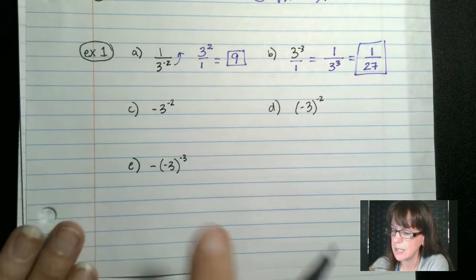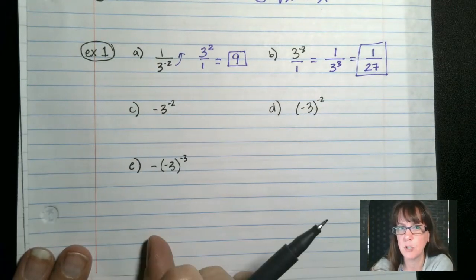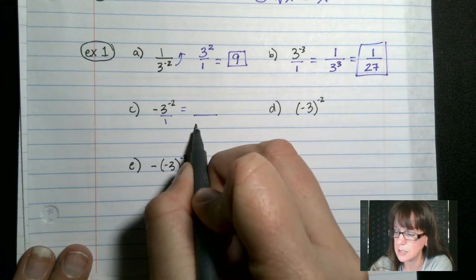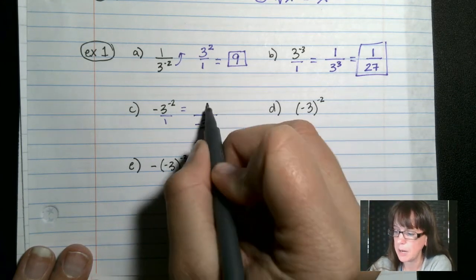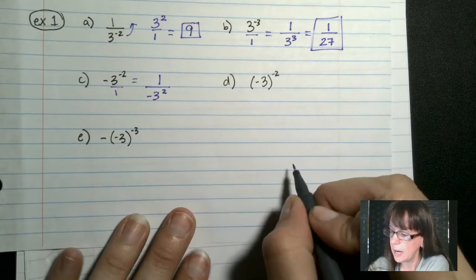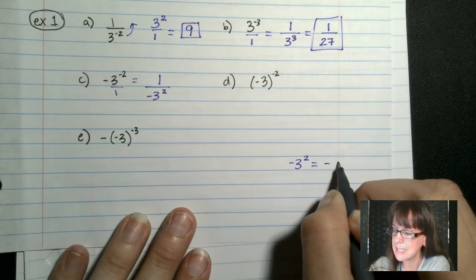Okay, so let's look at this guy. We have negative 3 to the negative 2 power. All we're going to do is take all of it, and it's currently upstairs, we're going to move it all downstairs. Negative 3 to the 2nd power. Now, you've got to be really careful here. Side note, if you have negative 3 squared, that is negative 9.